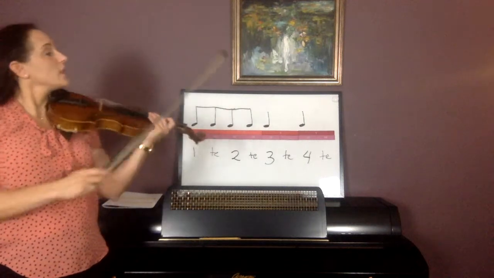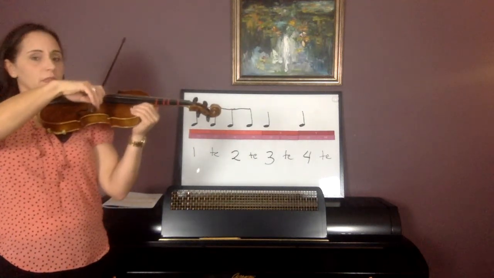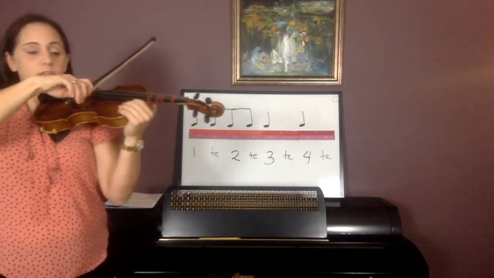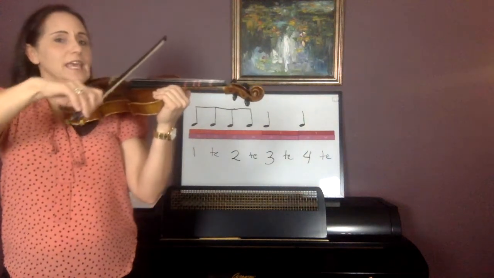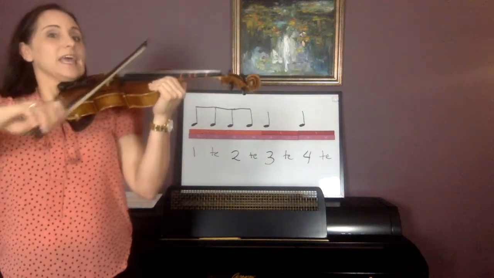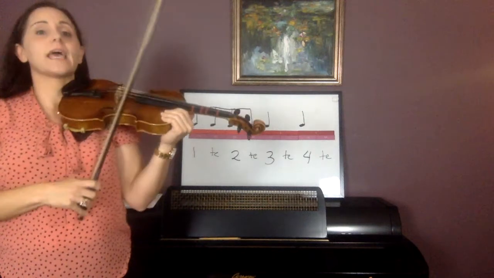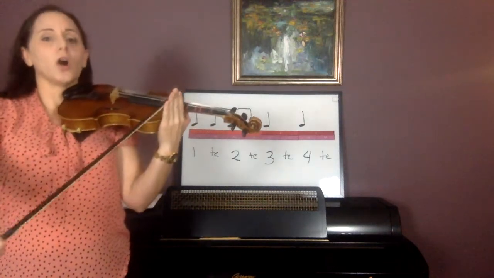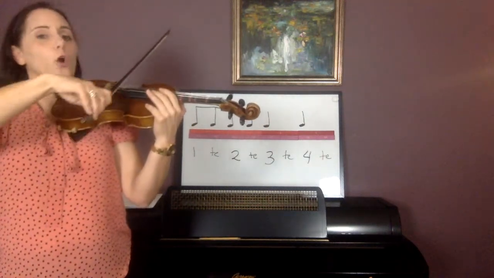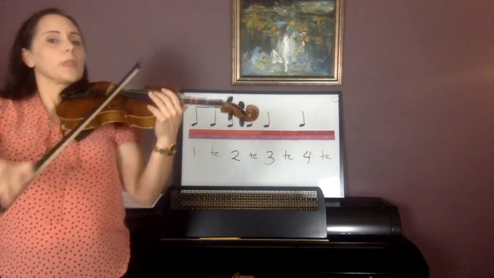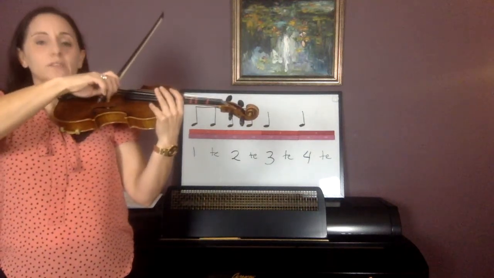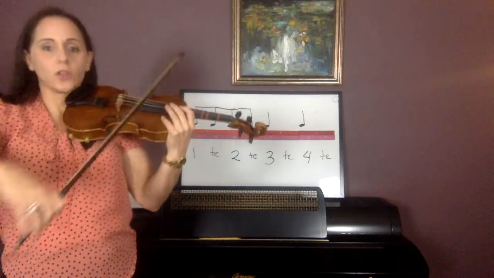Okay? Echo me on this one. This rhythm right here. Your bow still starting down here at the frog. Echo me. One tay, two, three tay, and go. One tay, two tay, long, long. Try that again. Echo me. And go. One tay, two tay, long, long.